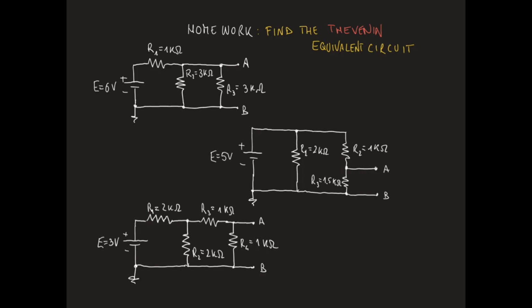Find the Thevenin's equivalent circuit between nodes A and B for the three networks in this page.